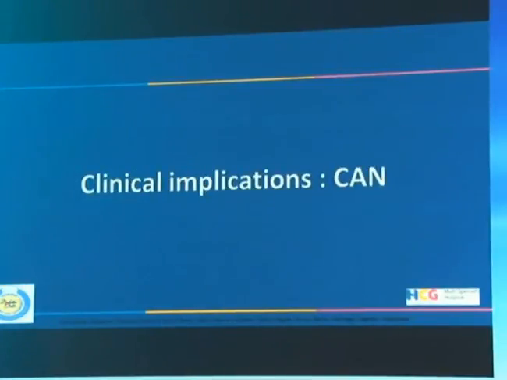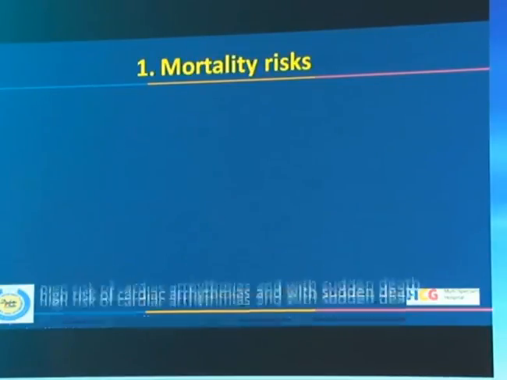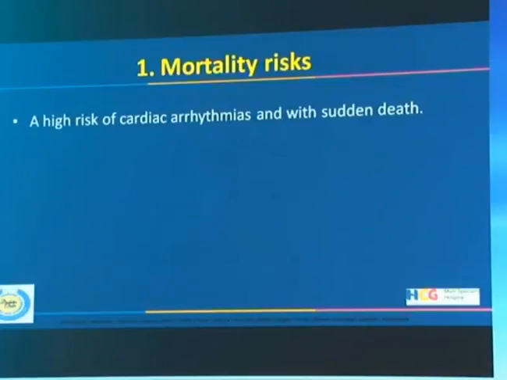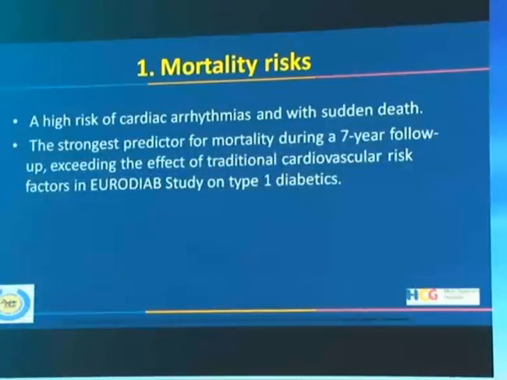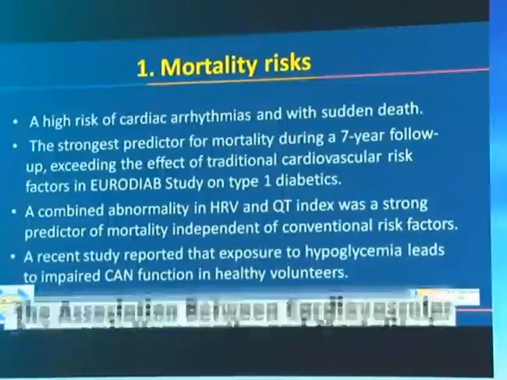Now we come to the most important clinical aspect: the clinical implications of cardiac autonomic neuropathy. A high risk of cardiac arrhythmias and sudden cardiac death. CAN is probably the strongest predictor of mortality during 7-year follow-up in the EURODIAB study. A combined abnormality in heart rate variability and QT index was a strong predictor of mortality. What does it indicate?